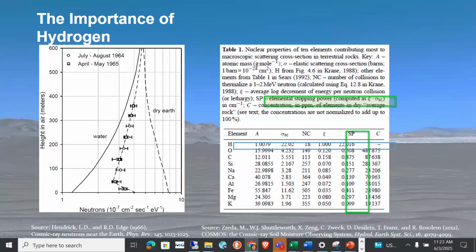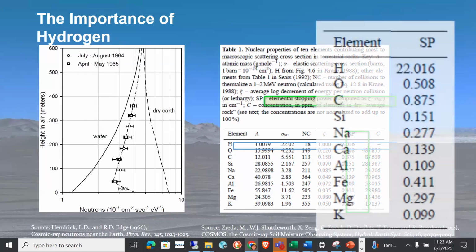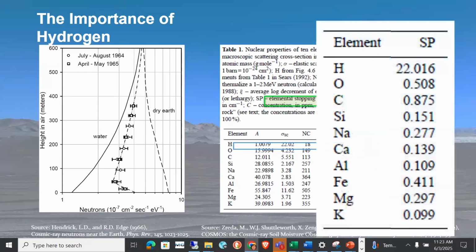This is just to show you on the left panel, if you had dry earth versus water, that detection of the effect is seen up through the atmosphere. And importantly on the right, I'm just going to blow that up to show you, this is what they call the stopping power. You see that hydrogen is the dominant effect, but there are other things in the geology and the soils, carbon, that may have a small effect.